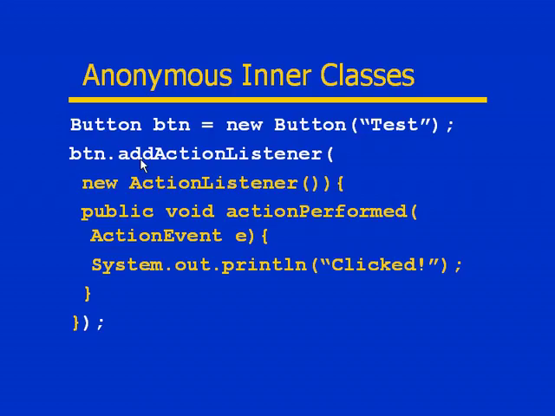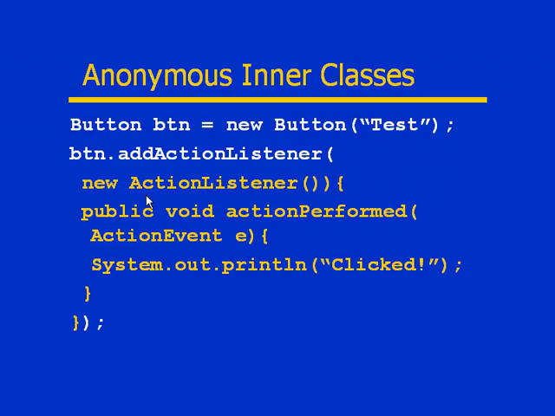Notice the parameter list that I'm passing to my addActionListener method. The parameter list is opened here. I'm defining an anonymous inner class, and the parameter list is then closed with a closing curly brace and a semicolon. Passed off to the addActionListener method is a new instance of the anonymous inner class.